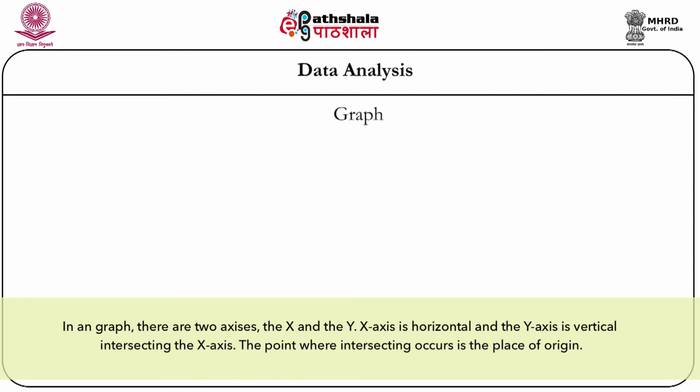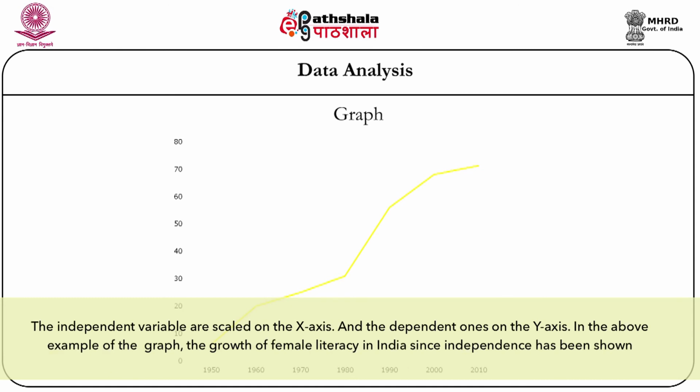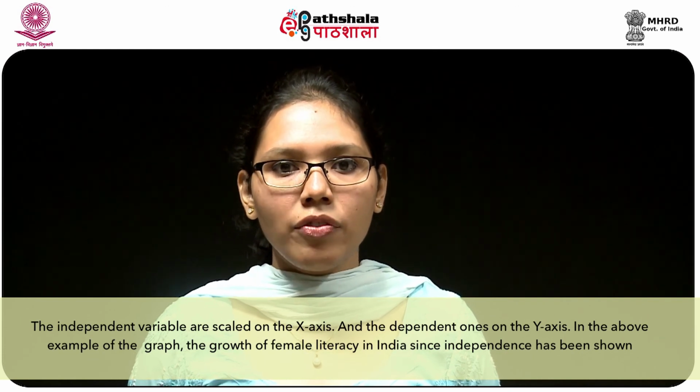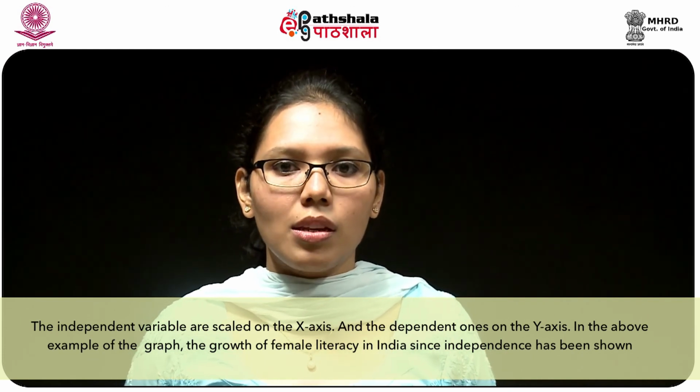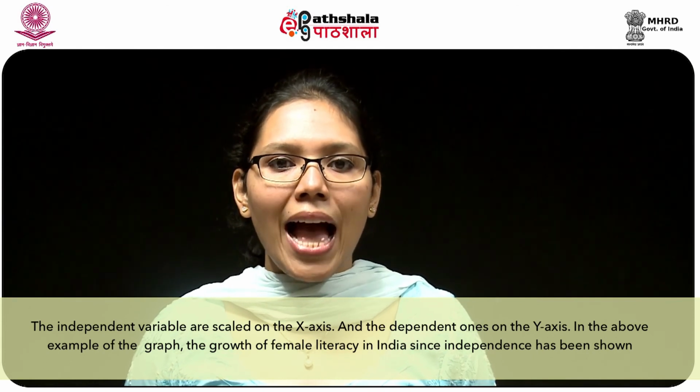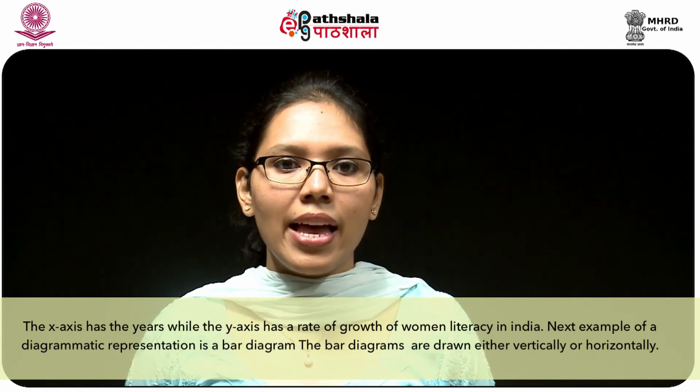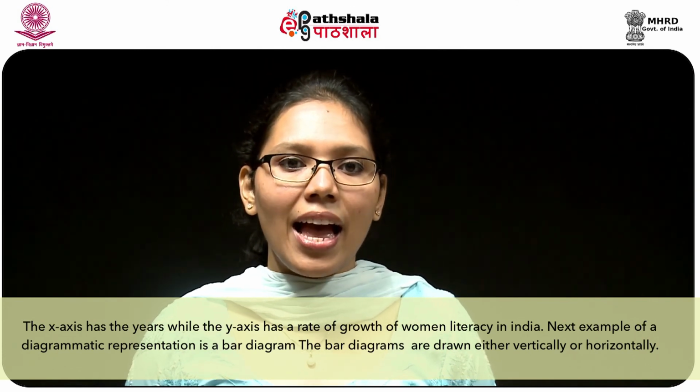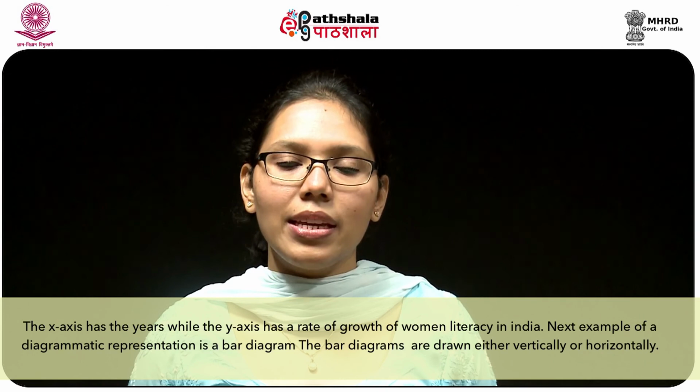In a graph, there are two axes, the x and the y. X-axis is horizontal and the y-axis is vertical, intersecting the x-axis. The point where intersection occurs is the place of origin. The independent variables are scaled on the x-axis and the dependent ones on the y-axis. In the above example of the graph, the growth of female literacy in India since independence has been shown. The x-axis has the years, while the y-axis has the rate of growth of women literacy in India.